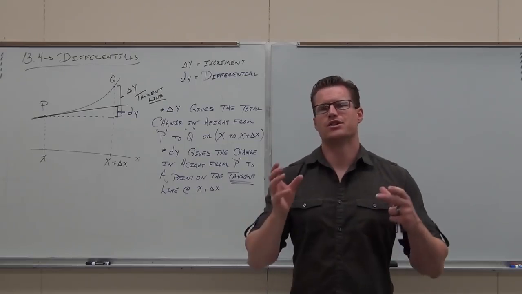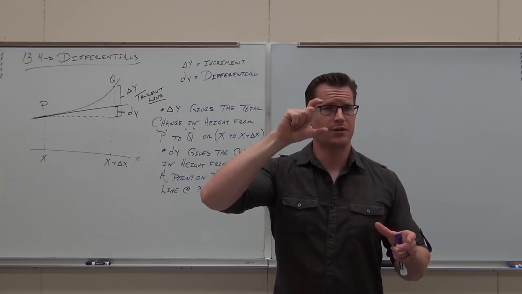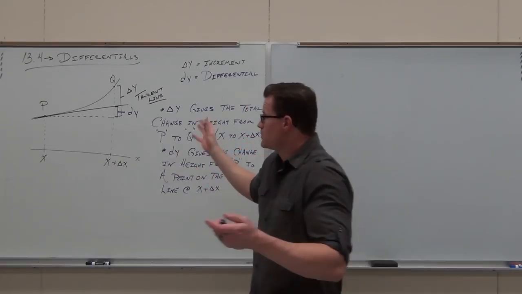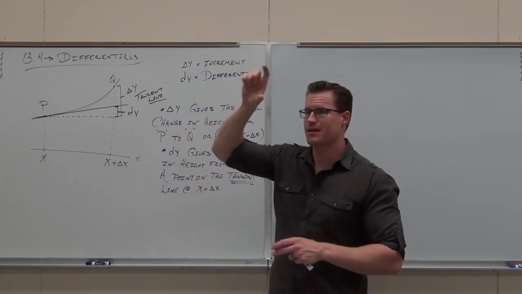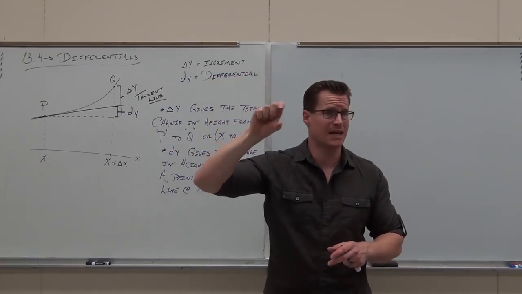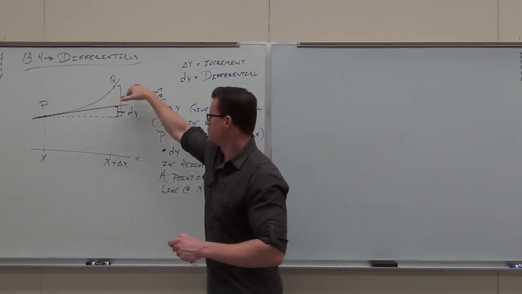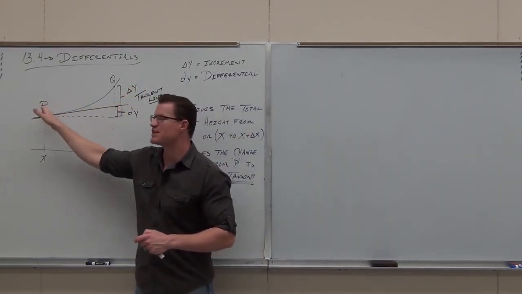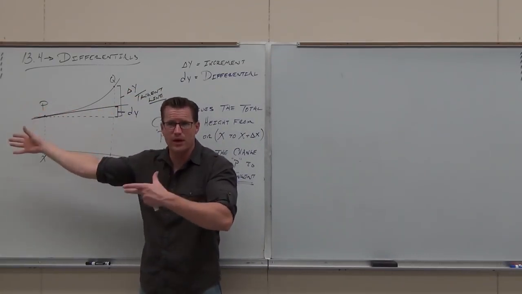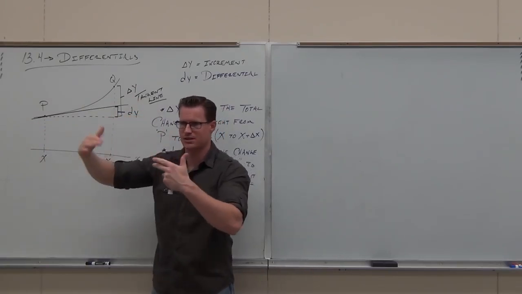I want you to know right now there's a difference between actual change in height and the differential change in height. One of them is comparing the change in height to the tangent line, the change in height along the tangent line. It's comparing a curve to a tangent line at a specific point. P is the point where we want our tangent line. We're always moving Q to P, okay? We're always trying to find the tangent line to P.